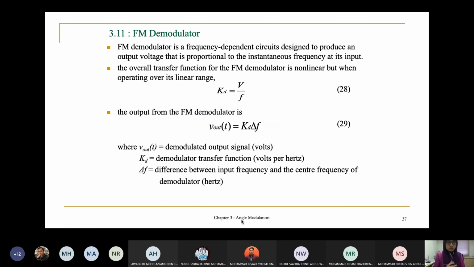So this is the FM demodulator. An FM demodulator is used to produce an output voltage that is proportional to the instantaneous frequency at its input. This is the overall transfer function for the FM demodulator: KD equals V over F. To calculate the output from the FM demodulator, V out equals KD multiplied by delta F. So KD is this one, V over F.